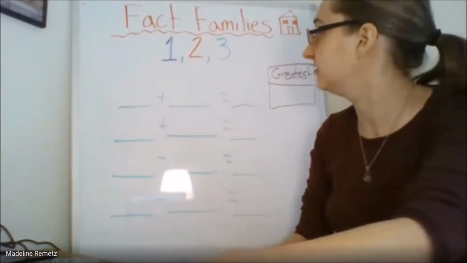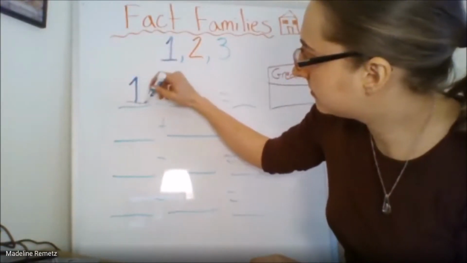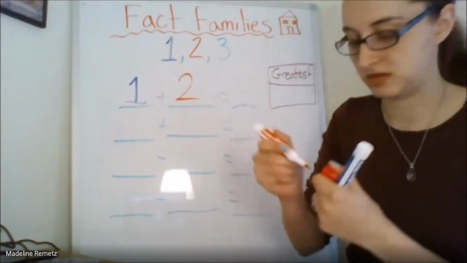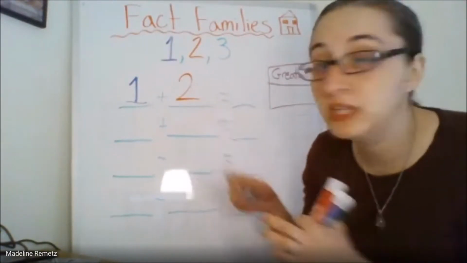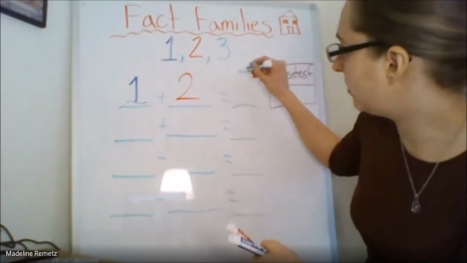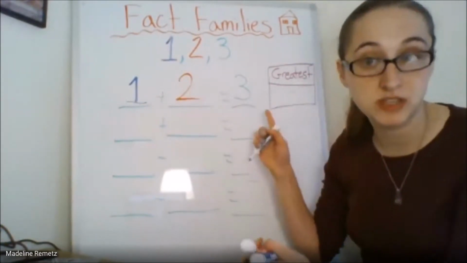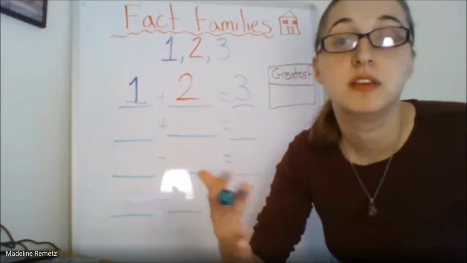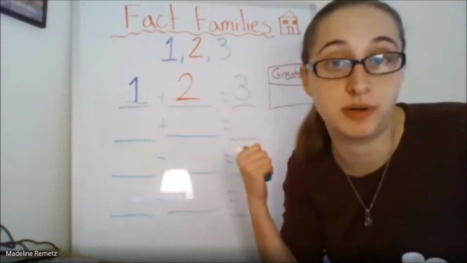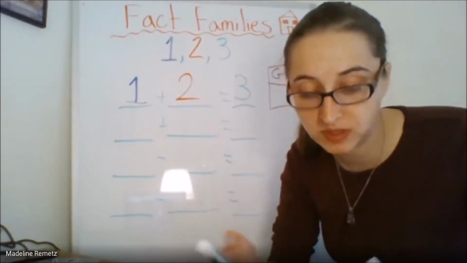So in our fact family, she said 1 plus 2 equals, there's only one number left. We've used this one, we've used that one. Now all we have is 3. 1 plus 2 equals 3. Then you now know that all three of these numbers, we need them to make our number problem come true.